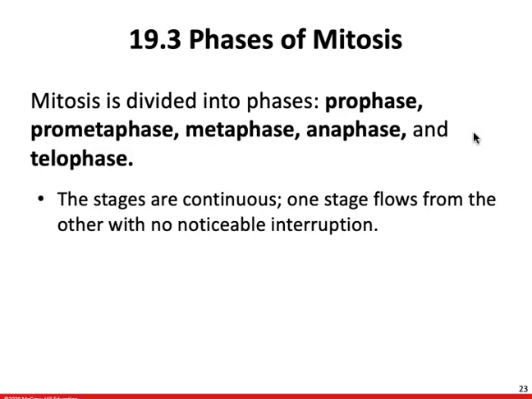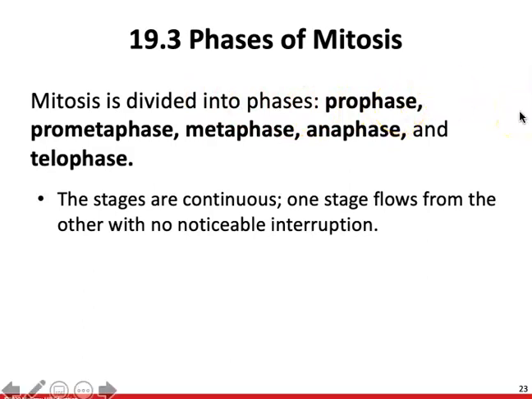So there are different phases of mitosis that are going to carry out this division. Mitosis is going to be divided into multiple phases: prophase, prometaphase, metaphase, anaphase, and telophase. Now these stages are continuous. These are man-made stages. The cell does not start and stop at each one of these phases. The only time the cell stops in its cell cycle is during those checkpoints. Otherwise, this is one continuous process with the cell seamlessly transitioning from one phase into the next.